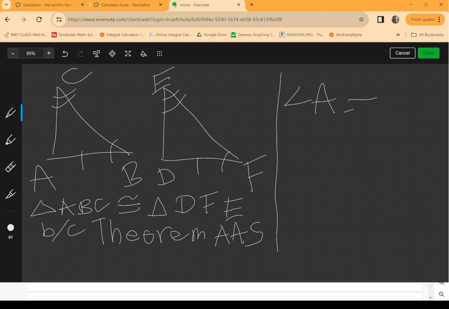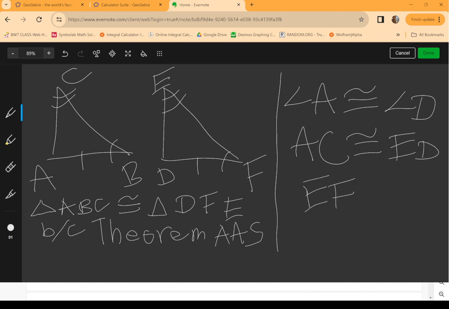Angle A is congruent to angle D, and not only that, we have AC congruent to ED and EF congruent to BC. Now that follows because of triangle congruency. AAS gives us triangle congruency, and triangle congruency leads us to these other conclusions here.